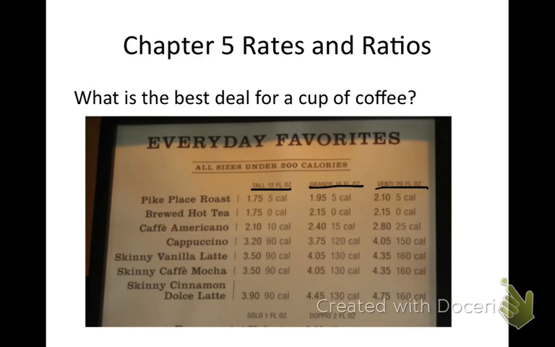So please go ahead and write down Chapter 5, Rates and Ratios. You do not need to write down what is the best deal, a cup of coffee. That's just an example of how you could use rates and ratios.